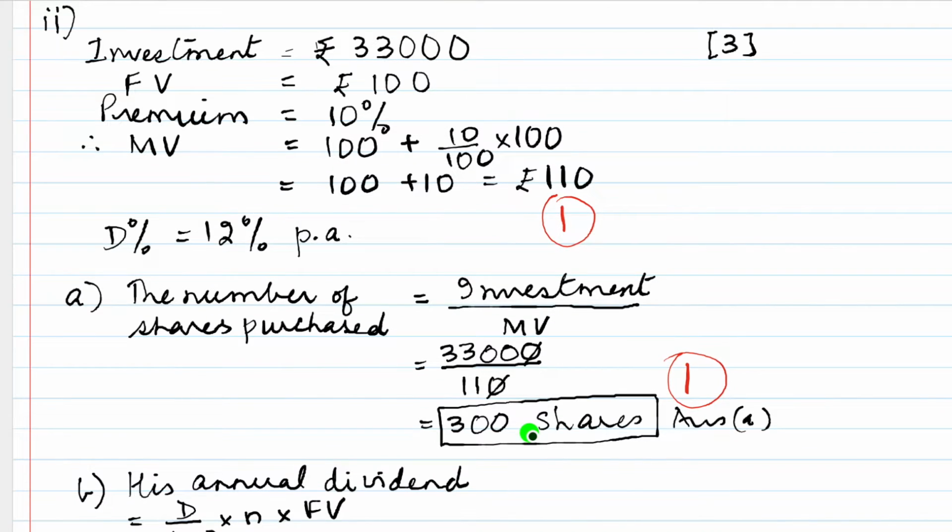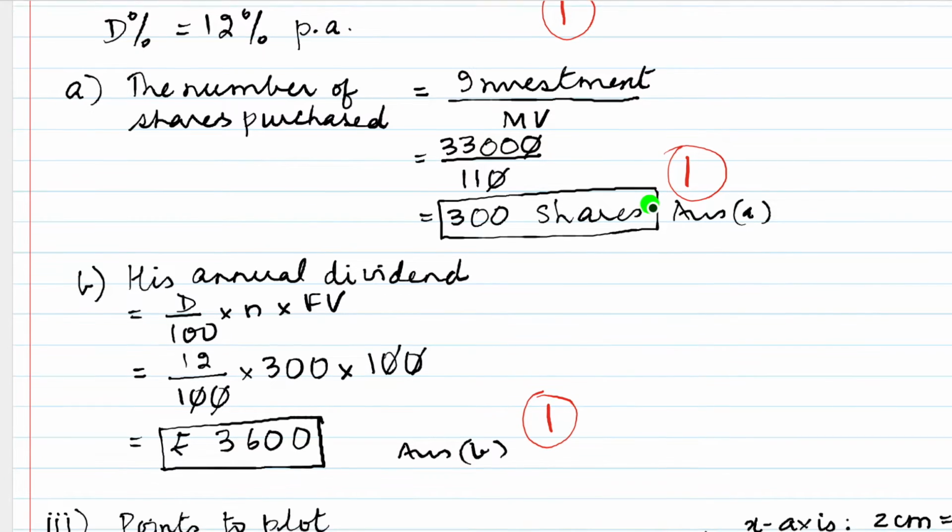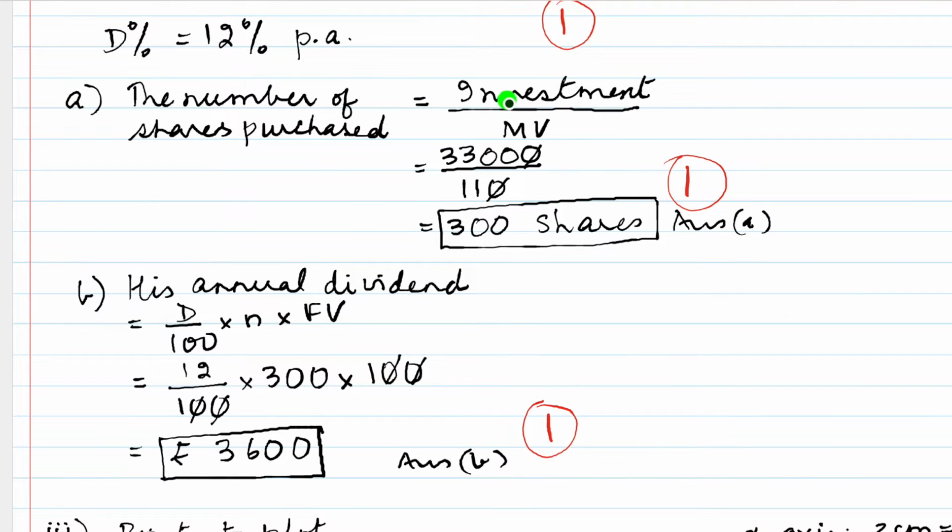Let us look at our steps. We first write investment is 33,000 and they are 100 rupees shares, so face value we write as rupees 100. Premium is 10%. MV will be 100 plus 10% of 100, that is 100 plus 10, that is 110 rupees. Dividend is 12%. Now in order to get this MV, we have got 1 mark. Remember, it's a 3-mark question. Then for the number of shares purchased, we shall write investment upon market value, that is 33,000 upon 110, that gives us 300 shares.